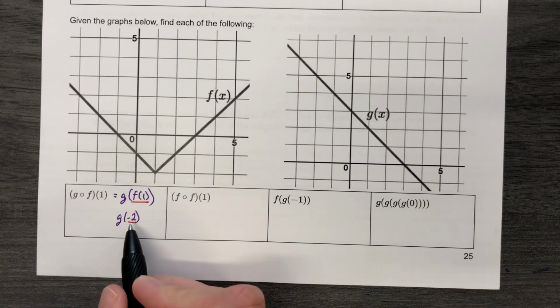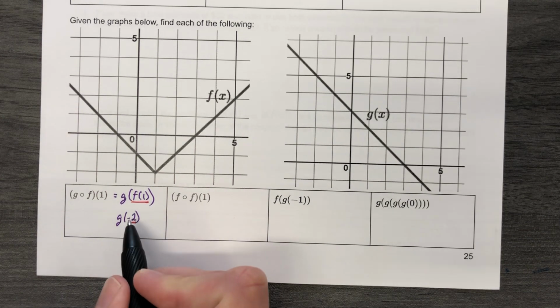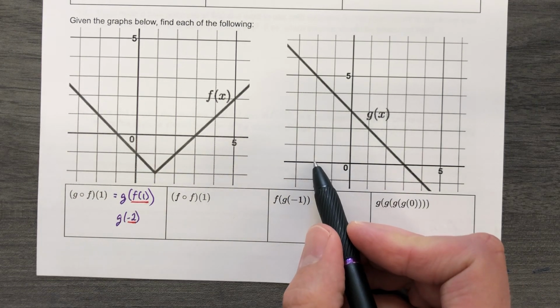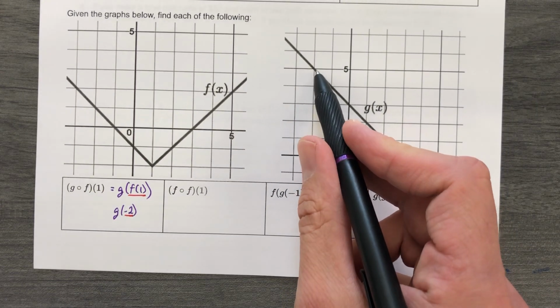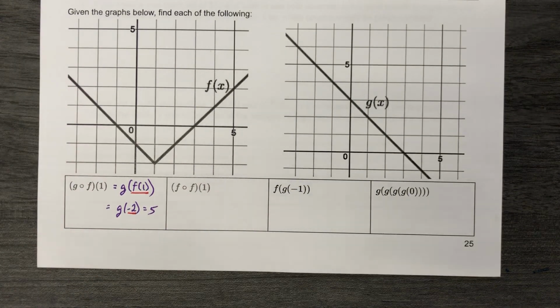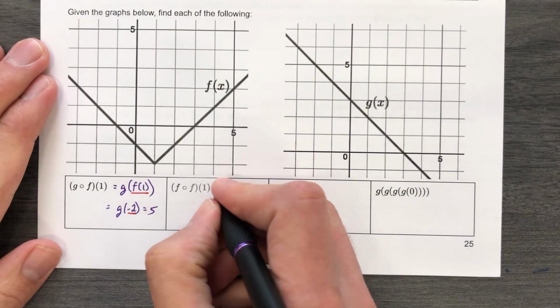So now I'm going to take that output of the f function, and it is now my input into the g function. So we're going to go to negative 2 into the g function, and up here, and it's a 5. It's a 5. Yay! There we go.